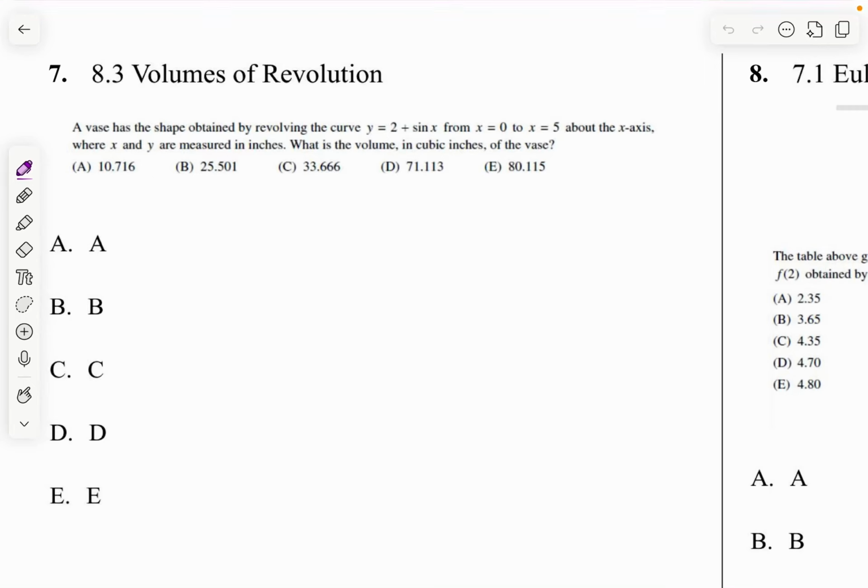All right, this problem says a vase has the shape obtained by revolving the curve y equals 2 plus sine of x from x equals 0 to x equals 5 about the x-axis. X and y are measured in inches. What's the volume in cubic inches of the vase?